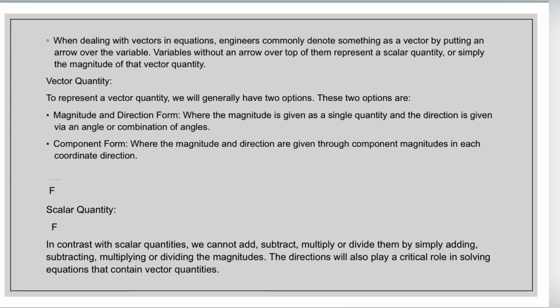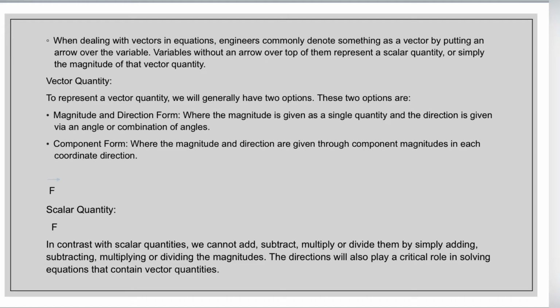When dealing with vectors in equations, engineers commonly denote something as a vector by putting an arrow over the variable. Variables without an arrow over them represent a scalar quantity, or simply the magnitude of that vector's quantity.